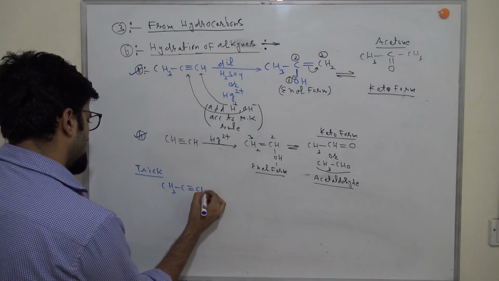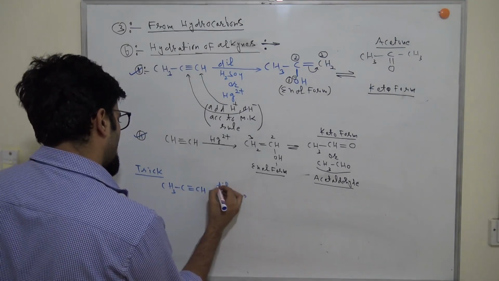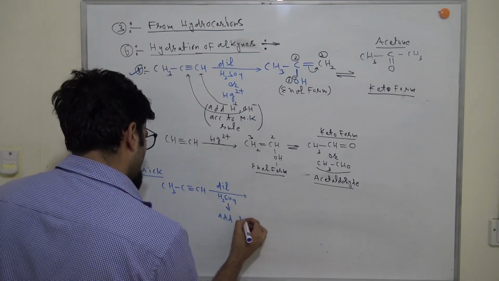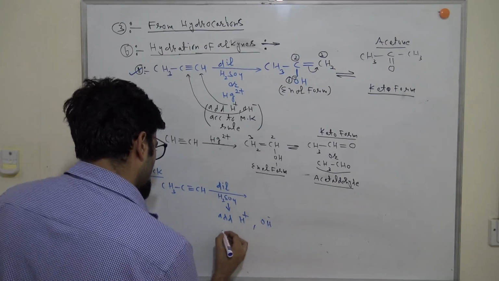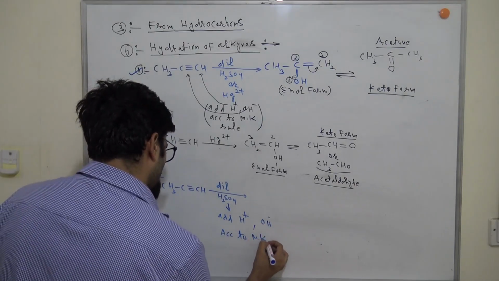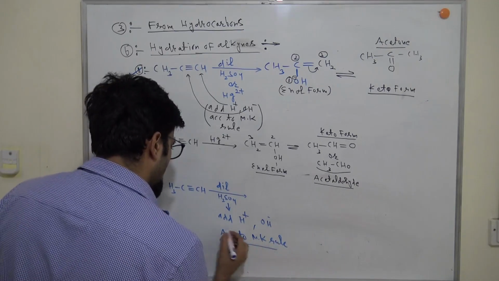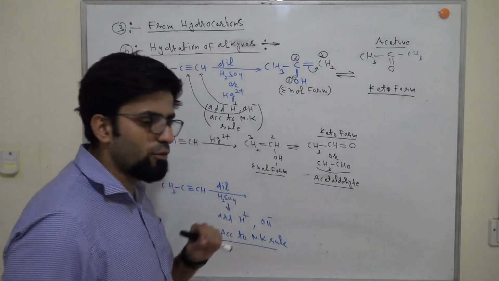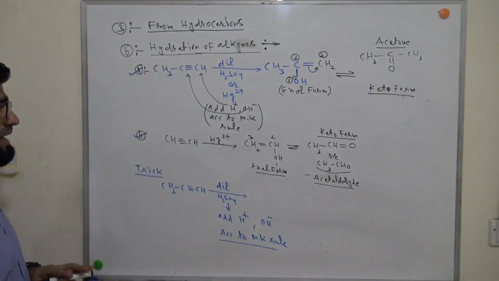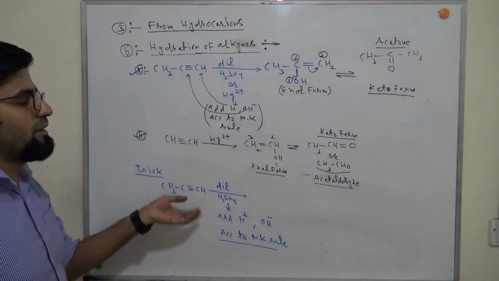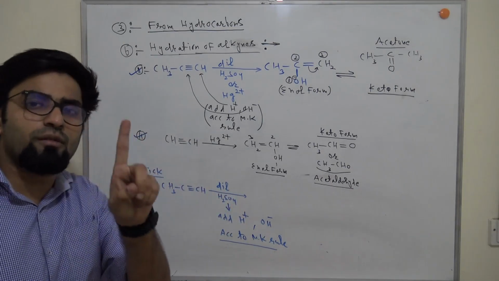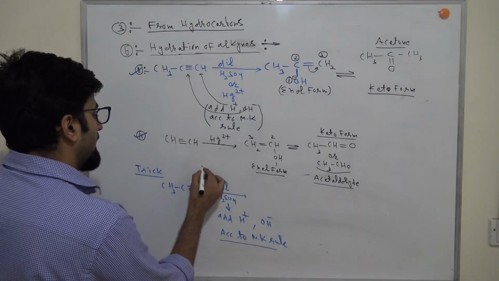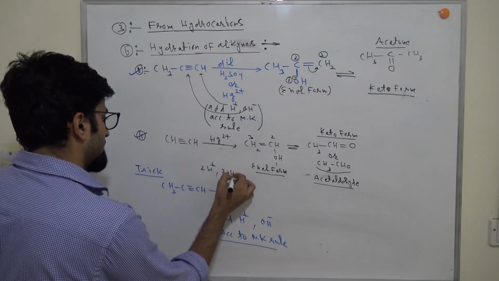CH3 C triple bond CH. Suppose we are doing its reaction with dilute H2SO4. So basically we have to add H plus and OH minus according to Markovnikov rule. Now, listen, the important point here is that whenever you are doing the hydration of alkene, we always add 1 mole; but alkyne needs 2 moles. So we will add 2H plus and 2 OH minus.